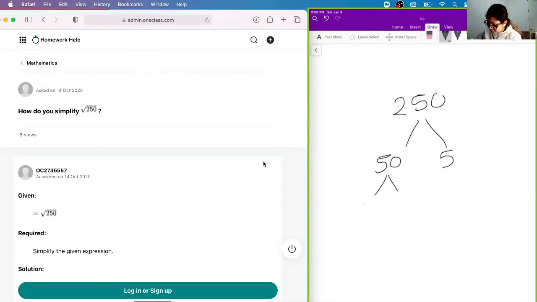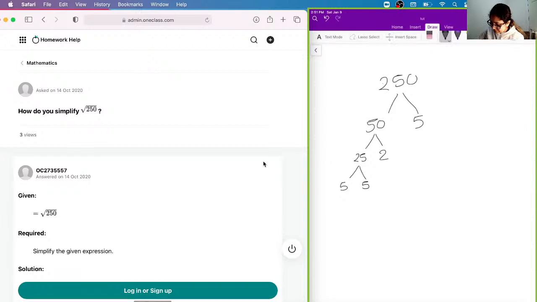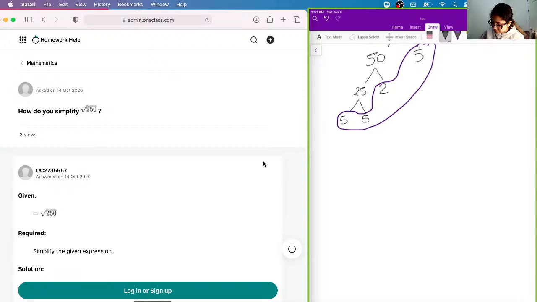And so you can break down 50 even further. So you have 25 times 2. And you can break down 25 even more, which is 5 times 5. And so in this case, you can see our lowest terms are 5, 2, 5, and 5. And so we're going to express all of these under a square root. So you have square root of 250 is equal to the square root of 5 times 5, 5 times 2.